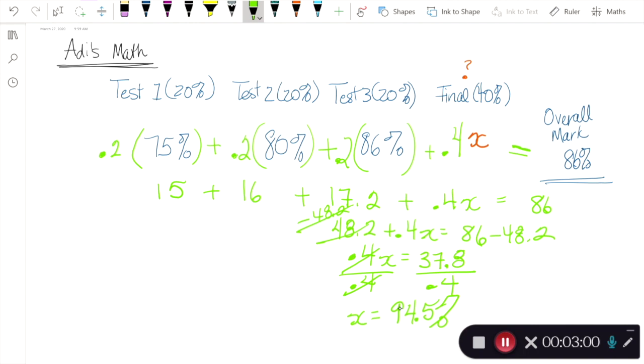And if you look back at this, it does make sense. He's going to need quite a high mark to get 86, because even though he got 86 on this test, his other 2 tests are quite far below 86, so he's going to need a really strong mark on the final to pull it up.